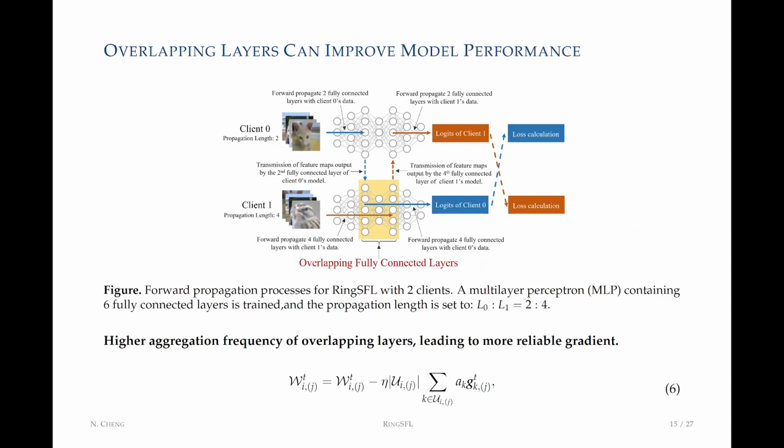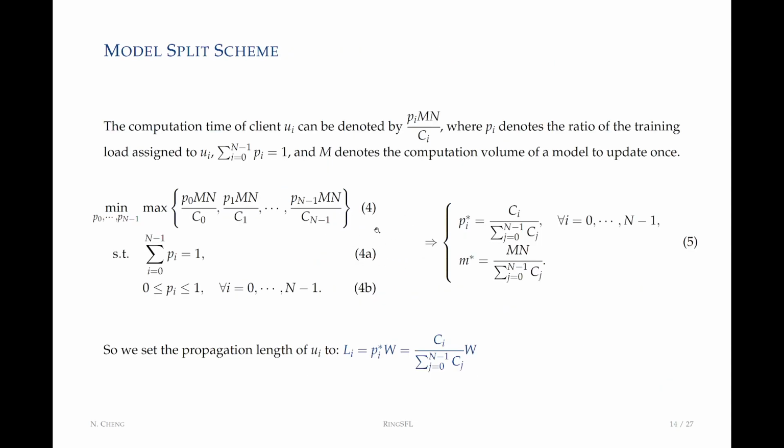Now we'll talk about the derivation of the propagation length. We denote by M the amount of computation required for one iteration of the model locally. Since there are a total of n clients, the computation required for all models in the system to iterate once is M times n. Since we aim to mitigate the straggler effect by allocating the overall computation, we assume that the ratio of the computation allocated to the ith client to the total computation is P sub i. Then the amount of computation for the ith client is P sub i times M times n.